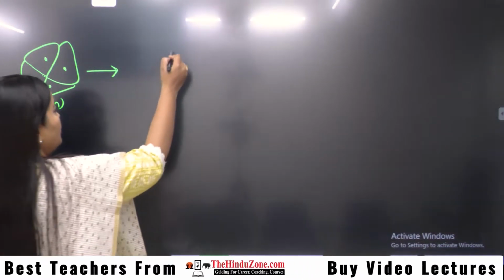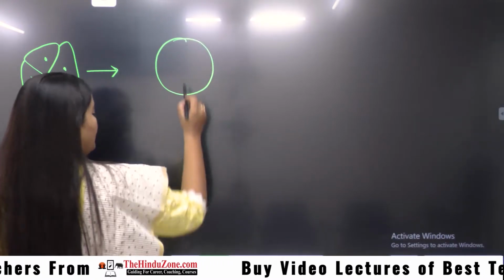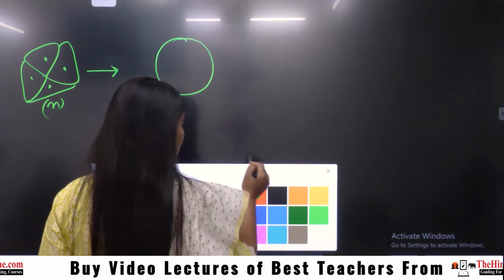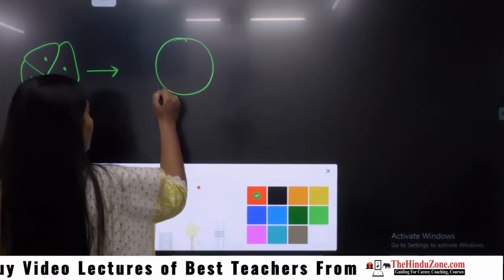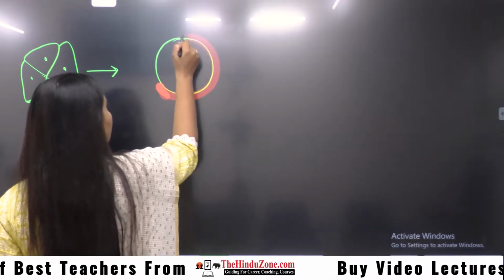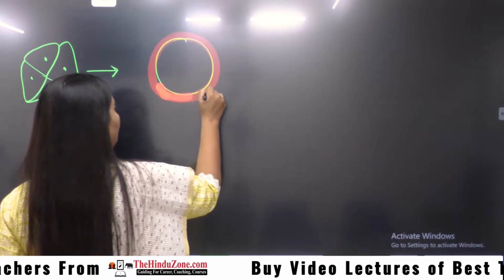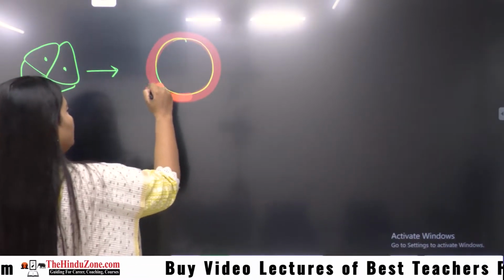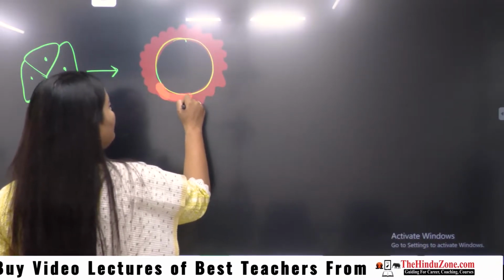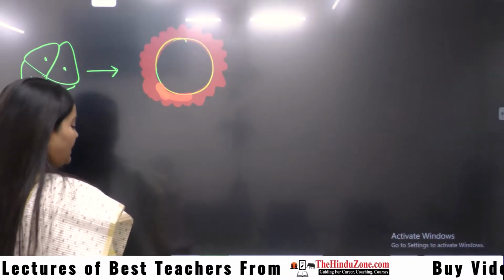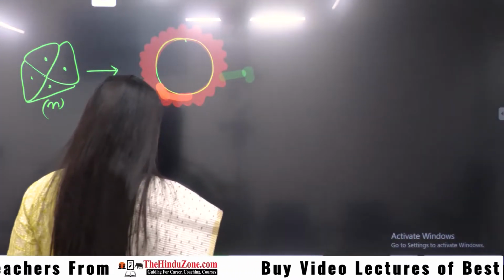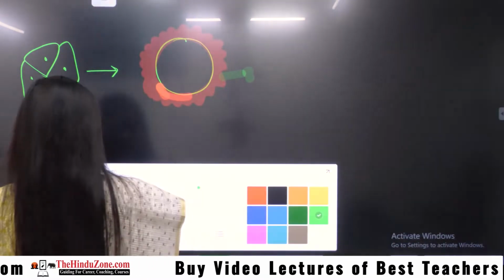If you see, they have an inner wall which is smooth in texture, and outer to this they have an outer wall which is non-smooth, rough in texture. The outer wall is rough in texture. This outer wall is made up of the most resistant natural material, which is called sporopollenin.